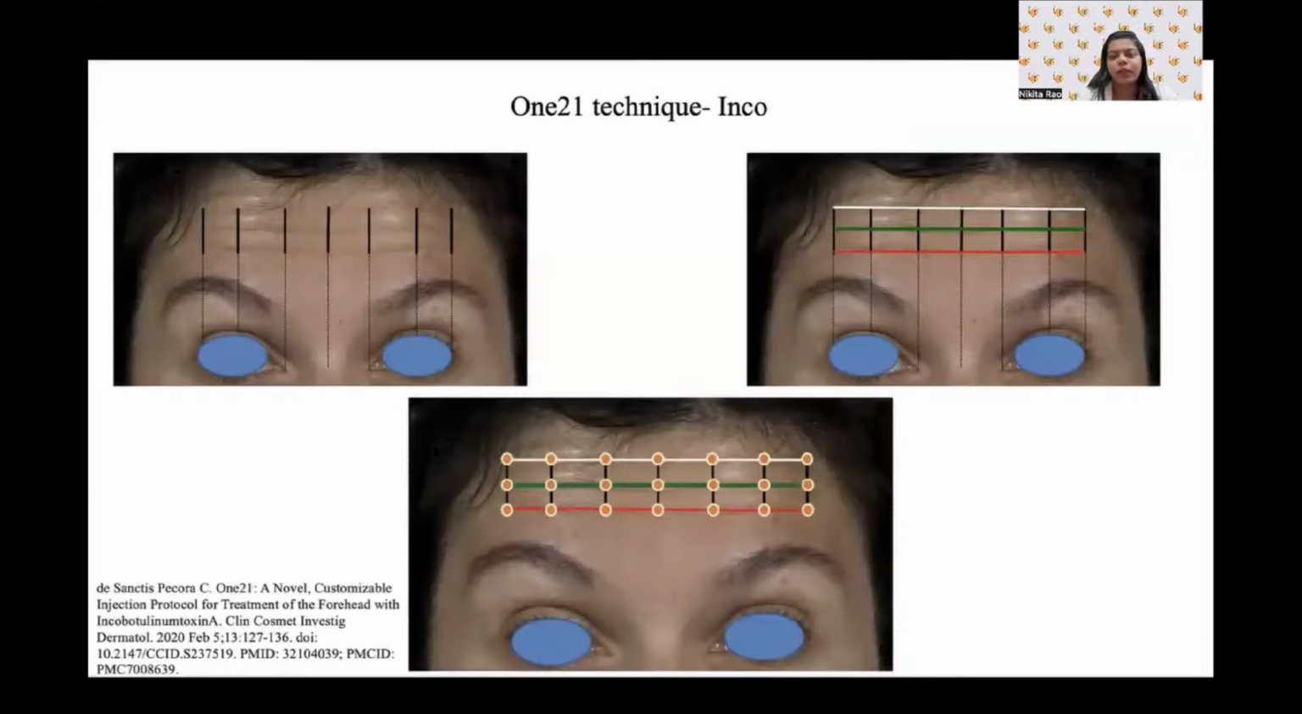The 121 technique is a new technique for botulinum toxin where multiple vertical and horizontal lines are drawn. So the medial canthus, lateral canthus, vertical line and central pupillary line on both eyes, and a central midline passing through the glabella. Horizontal lines start: the red line starts from the lowest frown line, then the highest frown line is the white line. In between them, there is a green line which is equidistant from the red and the white line. All the intersection points are given 2 units.